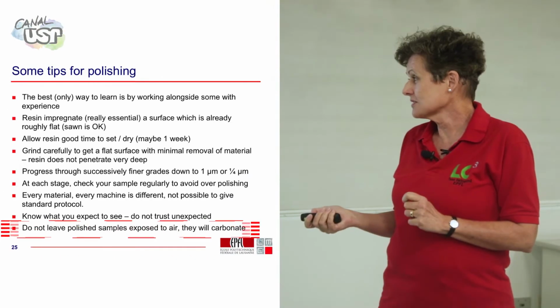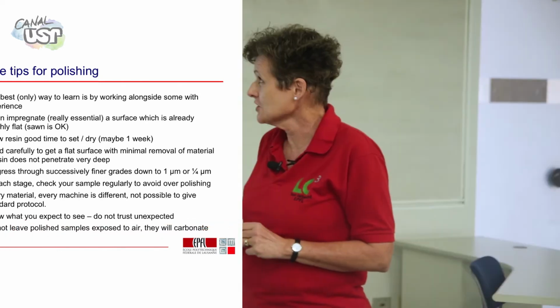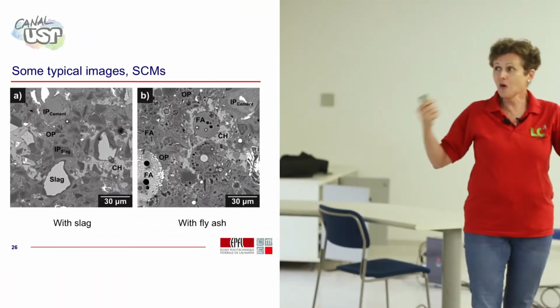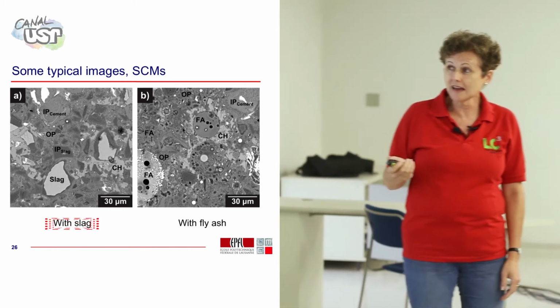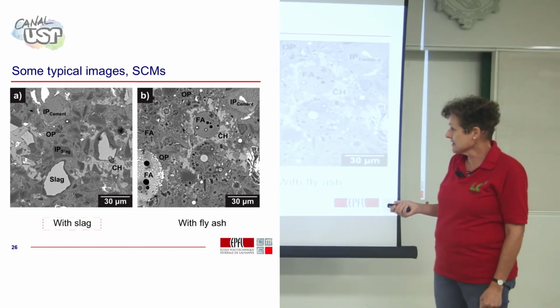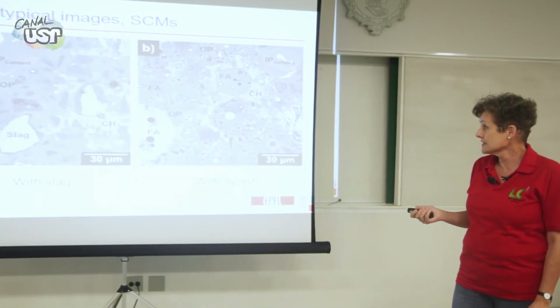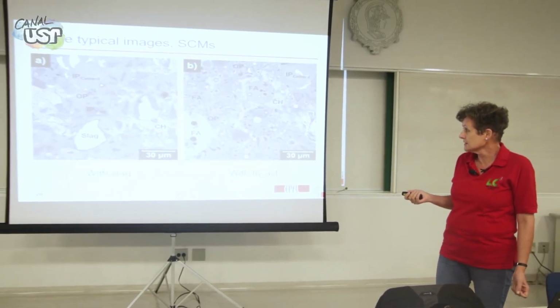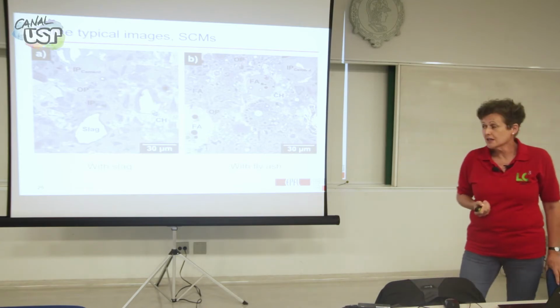And don't leave polished samples around. They'll pick up dust and they'll carbonate. So if you've done it right, you can get lovely images and you can see all sorts of things. This shows some examples with slag. Here we can see very clearly the slag grains that haven't reacted. We can actually quantify the slag grains and apply image analysis. By image analysis, we can see the rims around the slag. We can see how these are dark, and the reason they're dark is because they contain all the magnesium that was in the slag.